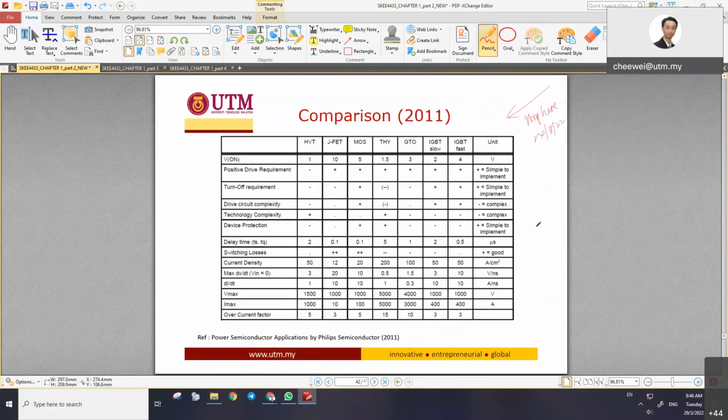Right, let's continue. This is another example of a comparison table of these different power devices. IGBT, medium power, medium current, but the frequency is not shown here. Maybe you can add it in. The rest are shown to compare among the different devices.